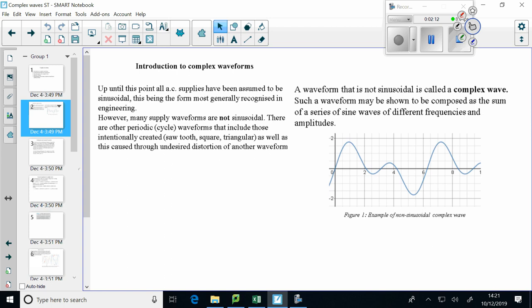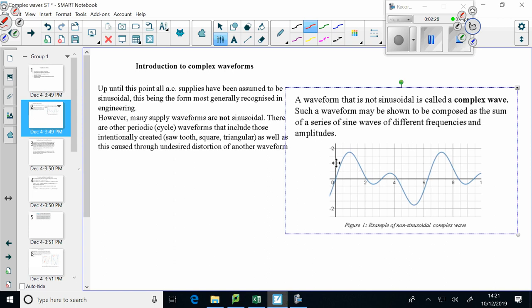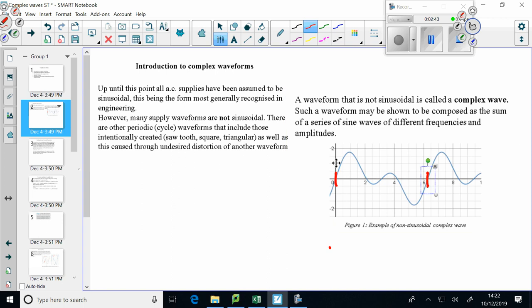A waveform that is not sinusoidal is called a complex wave. We can show that such a waveform is composed of the sum of a series of sine waves of different frequencies and different amplitudes. More of that in a minute. If we look at this waveform here, it repeats between there and there, but it's not a standard perfect sine wave of one peak and one trough. That section is repeating, so it's an example of a complex waveform. All happy with that so far?